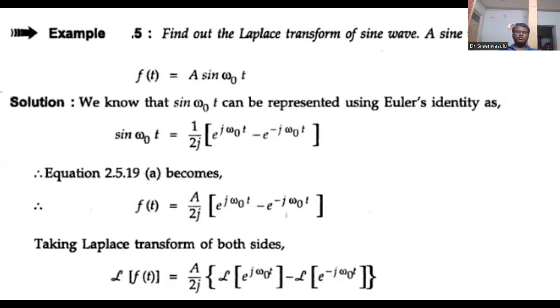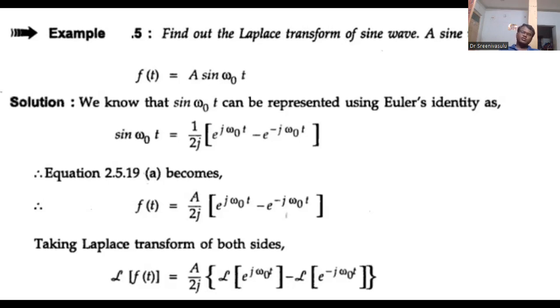Now, this sine omega naught t, you can write in terms of complex exponentials. You know, sin x is equal to e power jx minus e power minus jx by 2j. Here, instead of x, we have omega naught t. So, we can replace: sin omega naught t is equal to 1 divided by 2j into e power j omega naught t minus e power minus j omega naught t. This is the sin omega naught t representation in terms of complex exponentials.